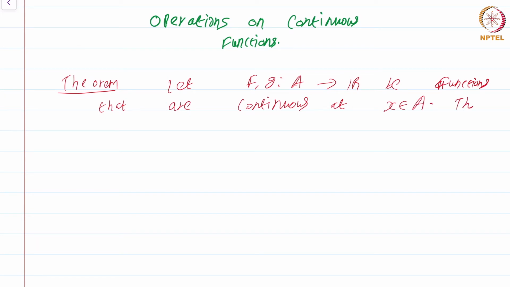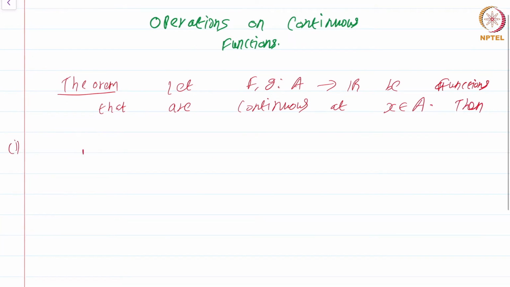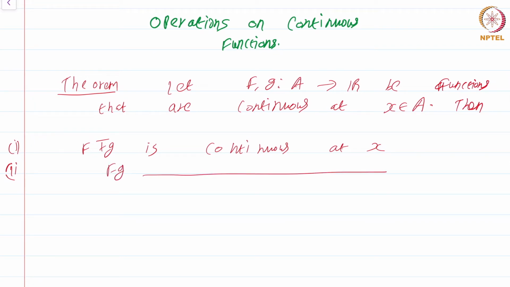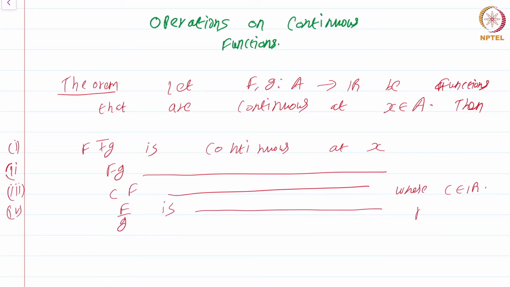Then number 1, f plus g is continuous at x. Number 2, I will write f plus or minus. Then fg is continuous at x. Number 3, cf is continuous at x, where c is a real number. Then number 4, f by g is continuous at x provided g is not equal to 0 on A.